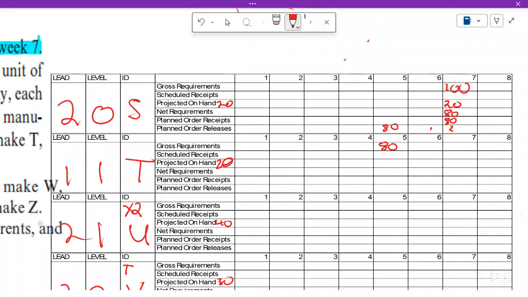Then what do we have on hand? We have 20 on hand. We'll do the same thing we have done. We'll be left with 60. We place an order of 1 week. Did you see that I did 2 weeks here? Because I'm following my lead time.